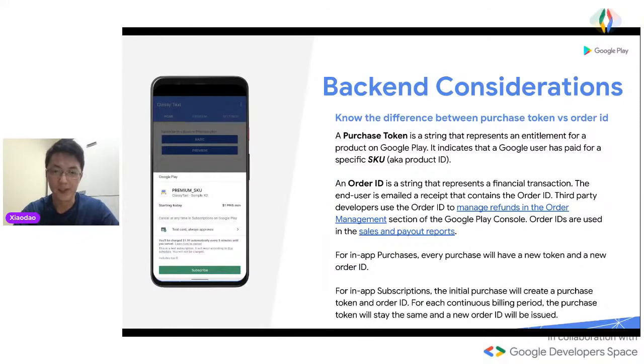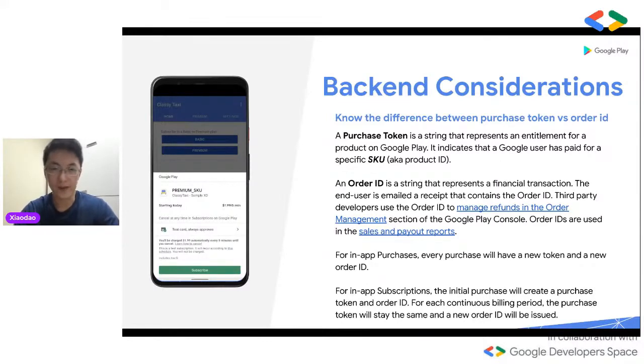Okay, so there are two concepts that many developers get confused about in billing purchases. One is called purchase token, and the other is called order ID. Both of them are strings, but they have different meanings. A purchase token represents an entitlement for the product on Google Play. For example, when a user has paid for a specific SKU in your product, a purchase token is issued for the purchase. The order ID is a string that represents a financial transaction. When people purchase the in-app product, they pay with a credit card or other payment options. For that financial transaction, an order ID will be generated.